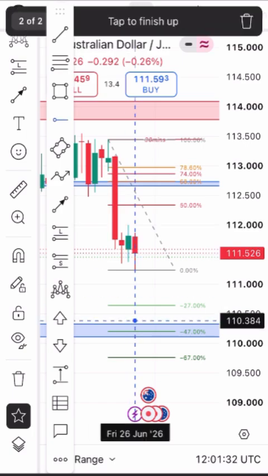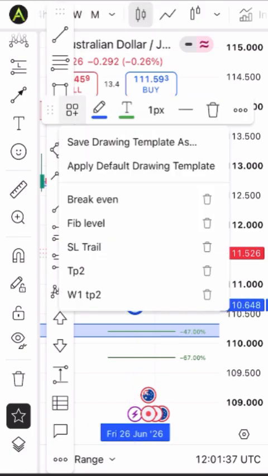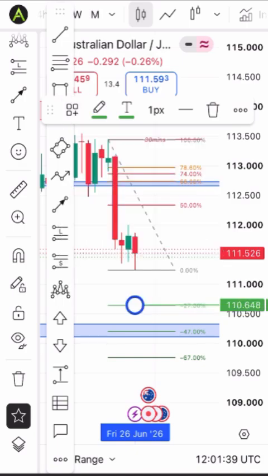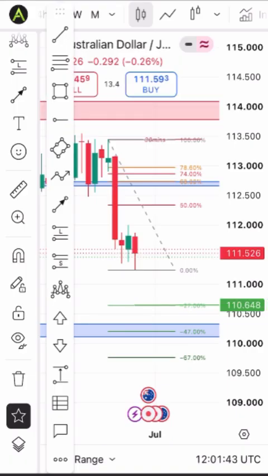When you draw your Fibonacci swing high to swing low, you can see here the -27. That's what we used as our TP2. All right, we get those levels on the daily time frame. The TP1 and TP2 is on the daily time frame.